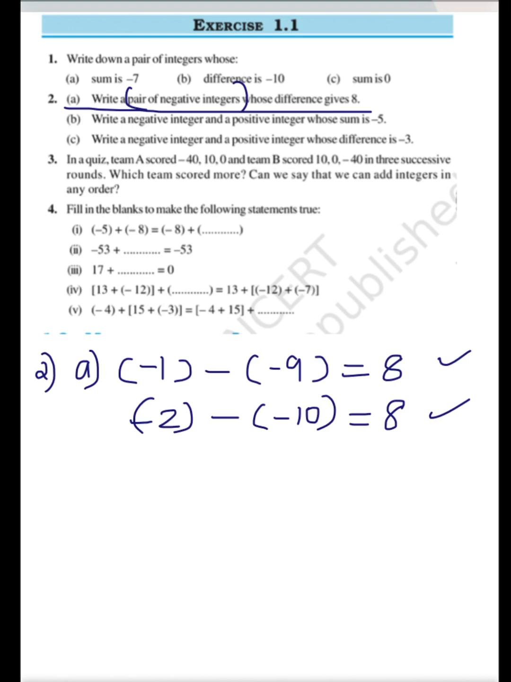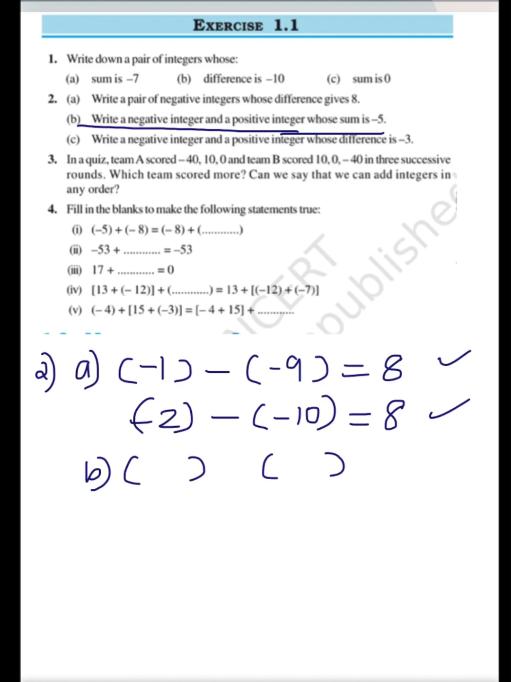Now let's see B. What is B? Write a negative integer and a positive integer whose sum is minus 5. So here there should be a negative integer and here there should be a positive integer, and whose sum is minus 5. Sum means plus. And in the answer you should get minus 5. And one should be positive and one should be negative. That is the condition.